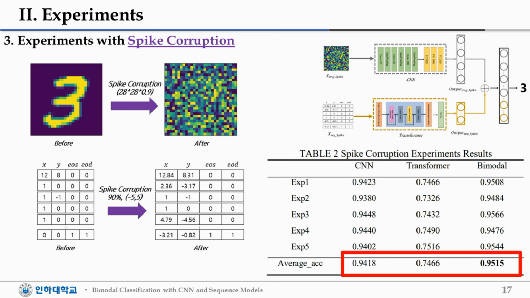As a result, the CNN model and the transformer model achieved 94.18% and 74.66% respectively, and the result of bimodal model learning was 95.15%.